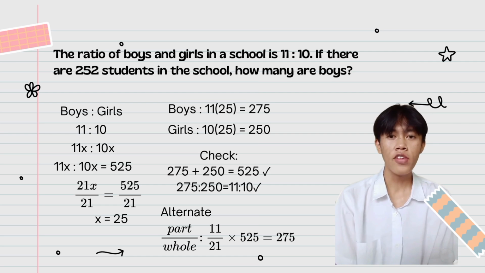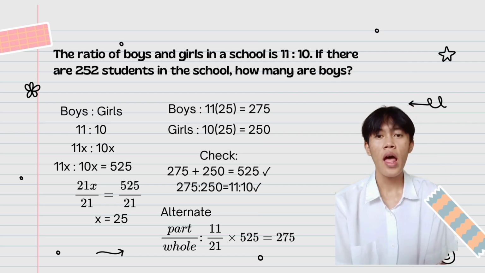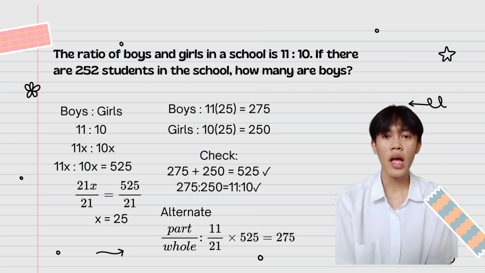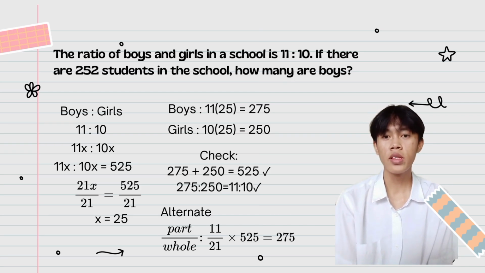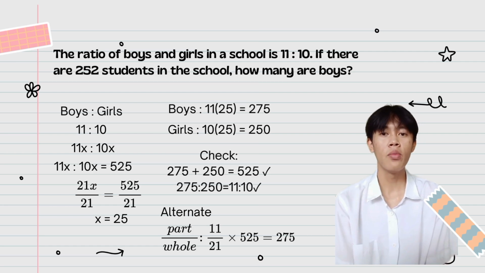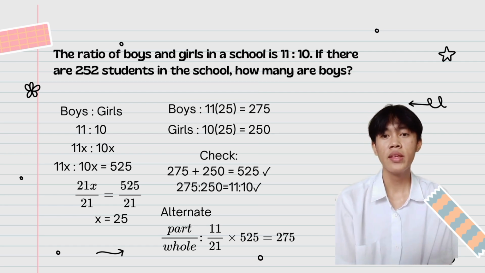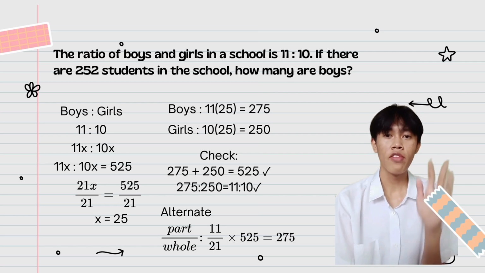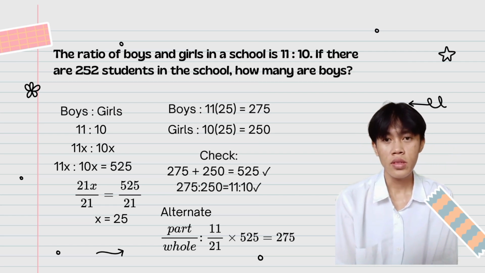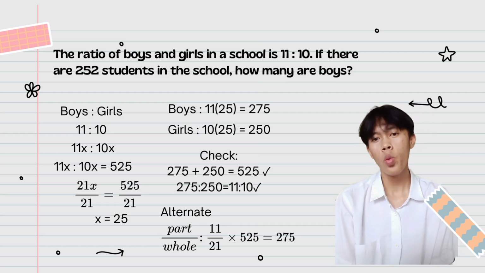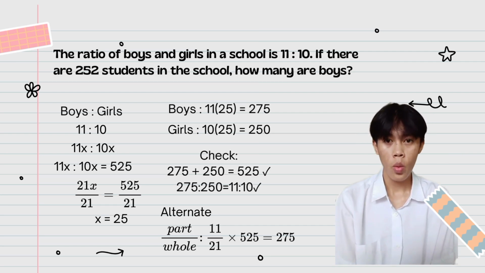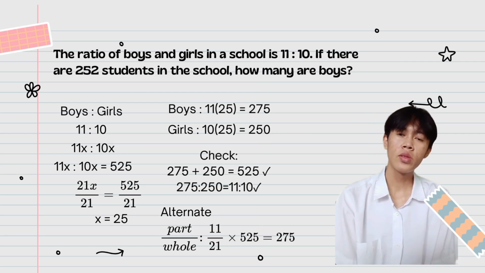So for every 21 students, 11 are boys because we have 11 boys for every 10 girls, and that's 21 students in total. So out of the 21 students, 11 are boys. And if we multiply the part over whole by the total number of students, 525, that's going to tell us how many boys there are.